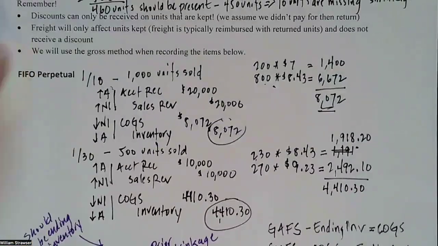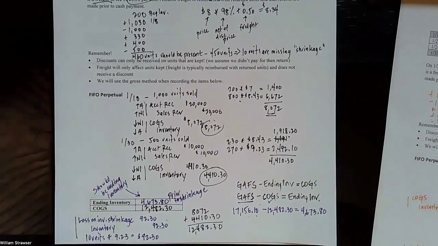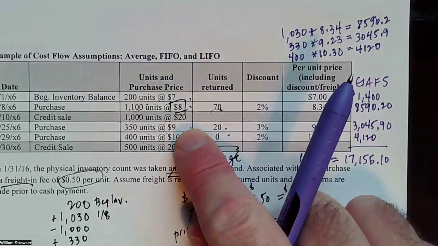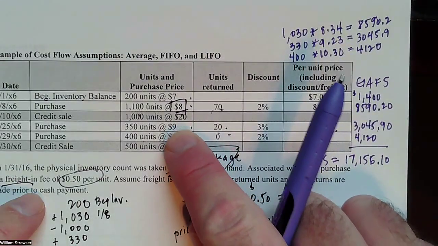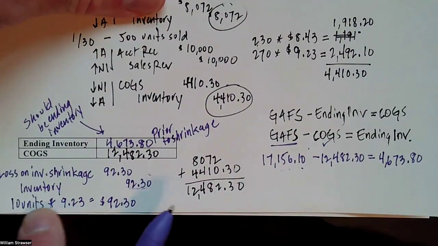So that's how you deal with shrinkage in a cost flow assumption. Ascribe the cost of whatever unit that's still remaining while considering what cost flow assumption you're using. In this case, we only had units remaining in these two layers. And between the two, this was the older cost. So we put 9.23 on those 10 units.